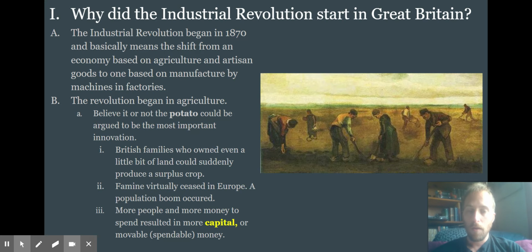In countries like Great Britain, there's a unique situation where almost every small farmer who owns a small bit of land is suddenly able to produce a surplus crop and sell the food that their family doesn't need to eat for extra capital, which is a word that means movable money. And so famine ceases, which gives you more security to invest that extra money into things that eventually will become the first factories in Europe.